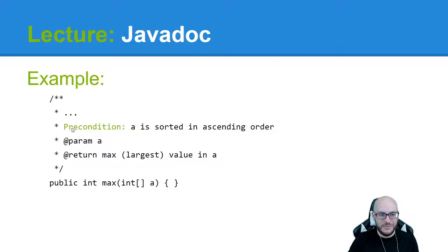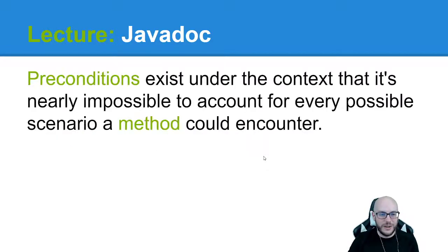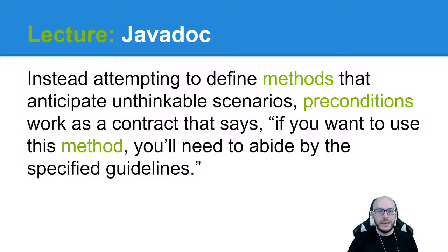More on this in a little bit. There's a precondition. A, this array, is sorted in ascending order. We're going to return the largest value in A. Preconditions exist in the context that it's nearly impossible to account for every possible scenario a method could encounter. Instead of attempting to define methods that anticipate unthinkable scenarios, preconditions work as a contract that says if you want to use this method, you need to abide by the specific guidelines.